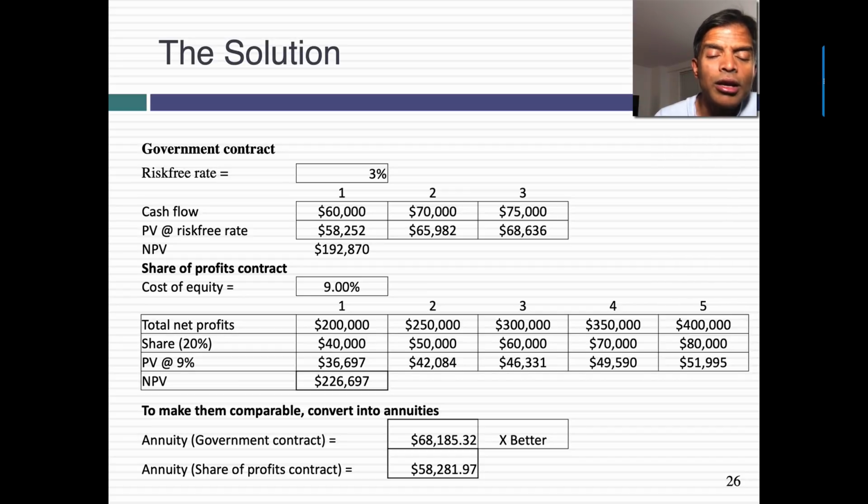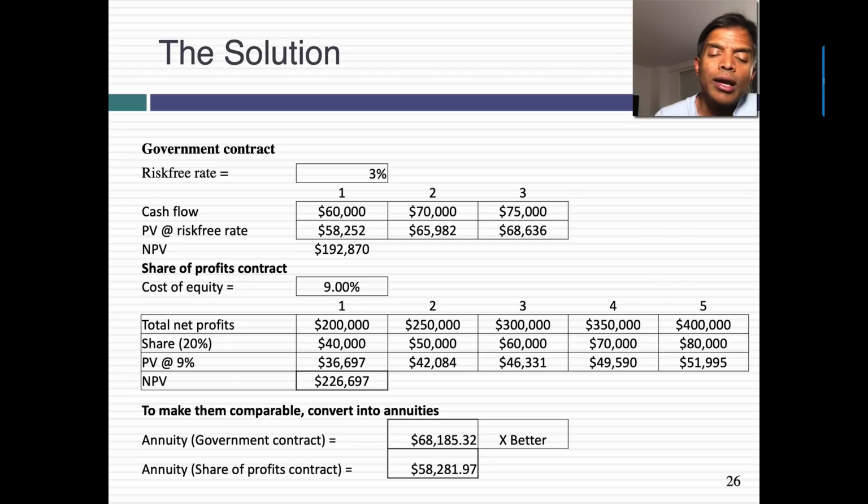What I do is I take the 192,870 that I have as a net present value for the first project, and let me state this in calculator terms. That becomes my PV. I have a 3-year life, N becomes 3. My discount rate is 3%, so the R becomes 3%. I look for the payment. The payment that I get is 68,185. A guaranteed payment of 68,185 is equivalent to 192,870. So I've converted my net present value into an annuity.